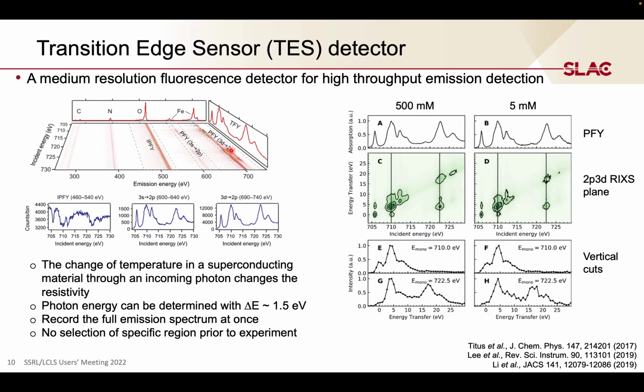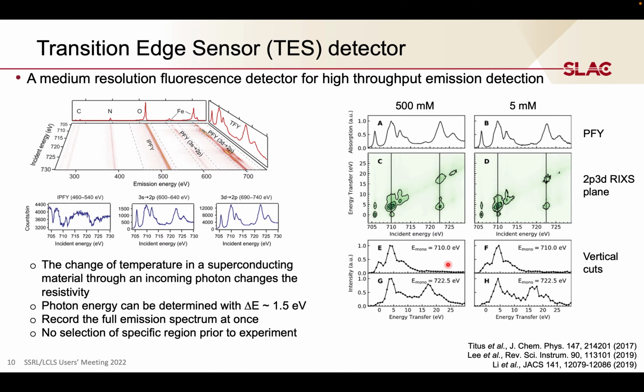For example, here you have the 3d to 2p, you have 3s to 2p, you have the oxygen emission, the nitrogen, the carbon, everything comes in there all together, meaning there's no need anymore to select a specific region prior to the experiment, which is a very good thing. It also gives you, for example, the oxygen inverse partial fluorescence yield. You scan over the iron L edge, and you get the inverse, which is shown here, which is proportional to the actual absorption of the iron, but without any self-absorption and saturation effects.